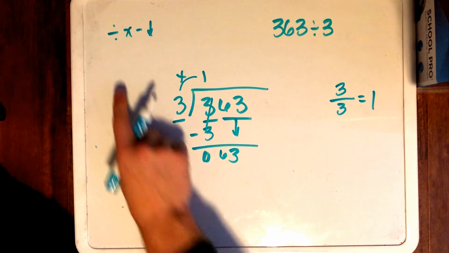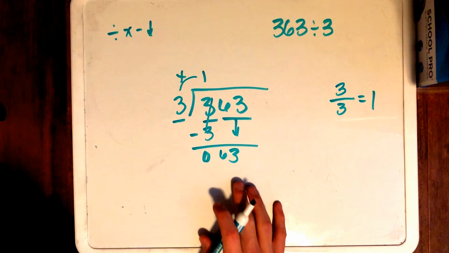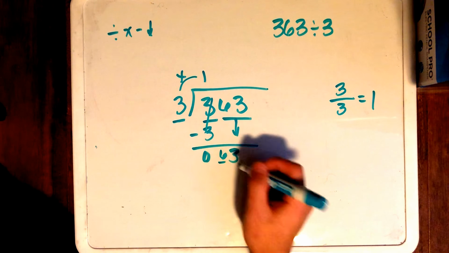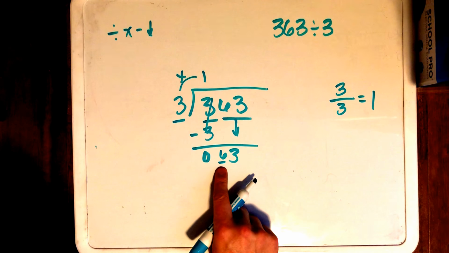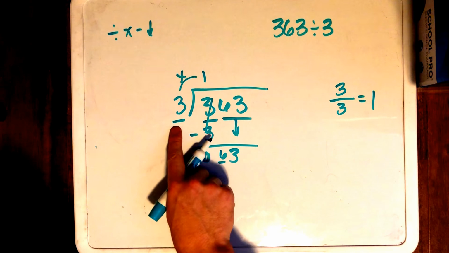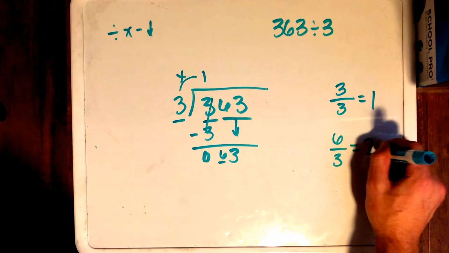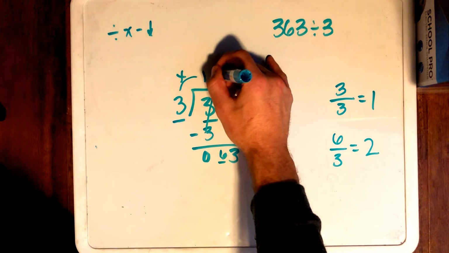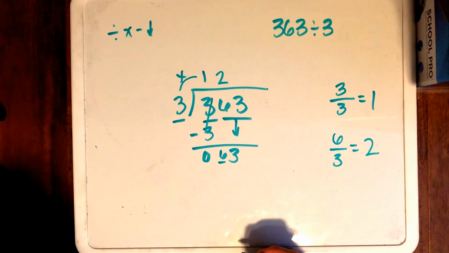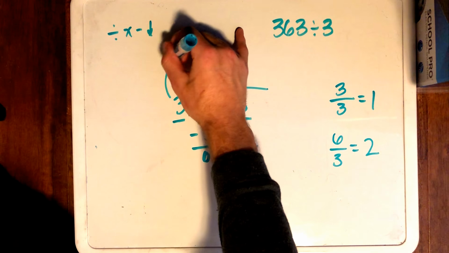So these are our 4 steps: divide, multiply, subtract, bring down. Once we've done those 4 steps, we just do them again, only now, since our first 3 is gone, we look at the next digit in our dividend, the 6. We divide it by 3. 6 divided by 3 is 2. We put that on top. We've done our division for this round, and now we want to do our multiplication.